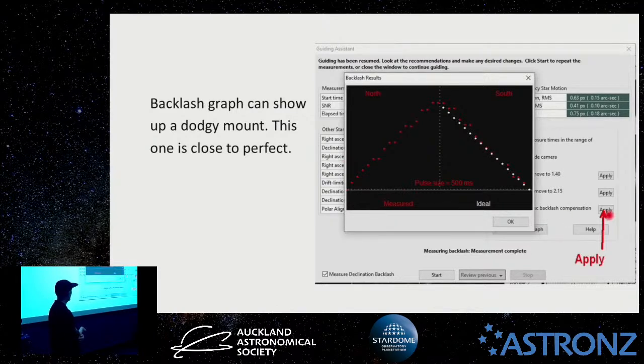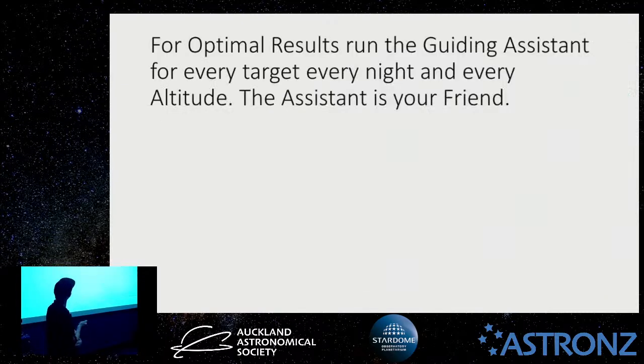And there's the compensation apply button there. You only need to check the backlash very infrequently. You don't need to check that every night, and you don't need to check it every hour. Just check it every couple of months. And PHD2 will remember the settings. So this measure backlash, when you do the guiding assistant, generally you want that unticked. And usually you forget to untick it. But I'm starting to get better at remembering that now. A guiding assistant for every target and every night and every altitude is your friend.